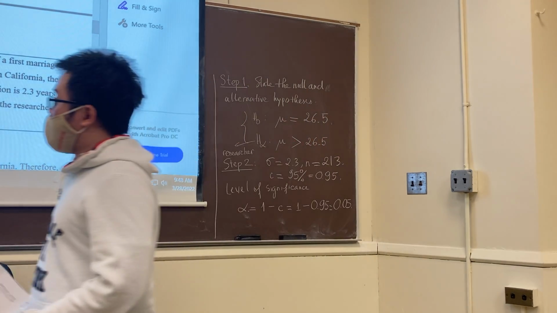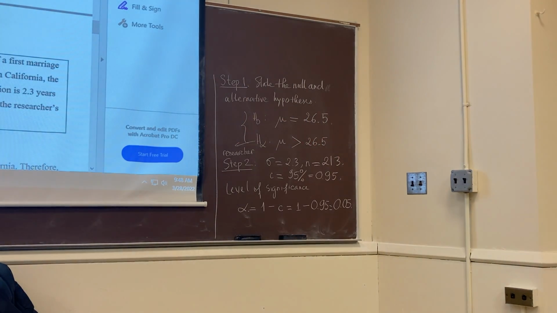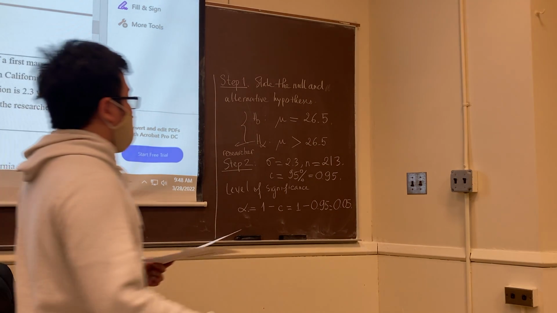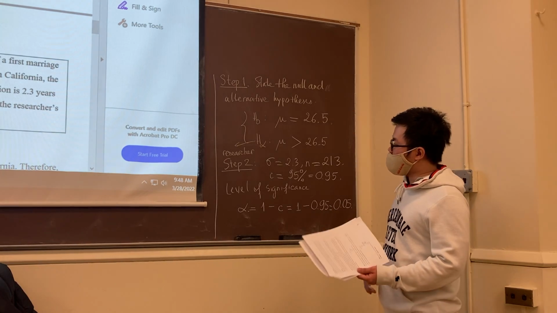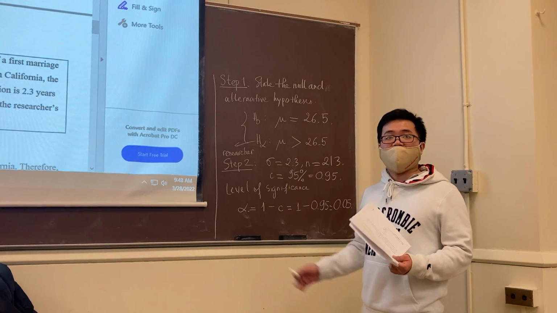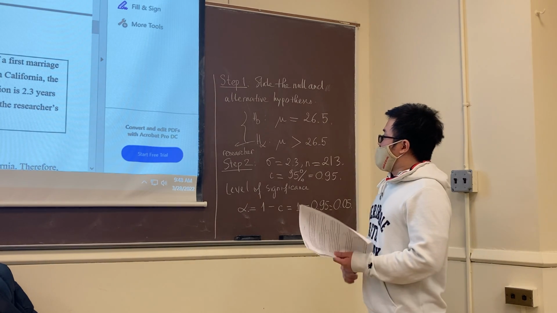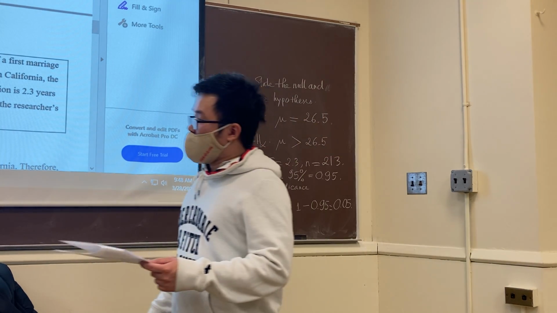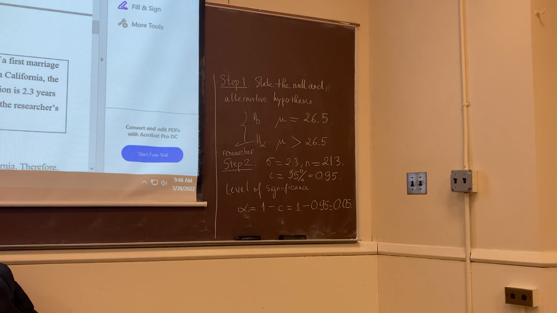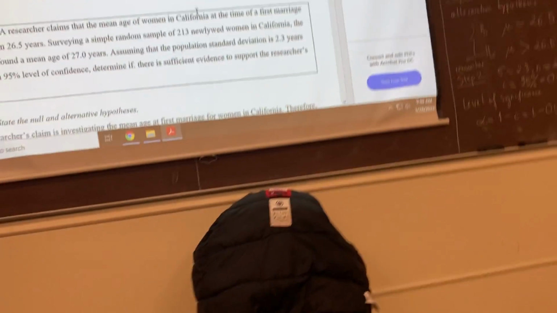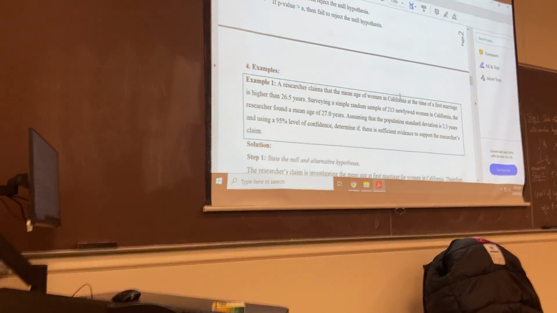Okay, that we finish 2 steps. Step 1, step 2. State the null and alternative hypotheses and check the conditions for the hypothesis testing. We finish step 1 and step 2. Okay. Any questions so far? Okay, that is step 1 and that's step 2. And regarding step 3. Okay.